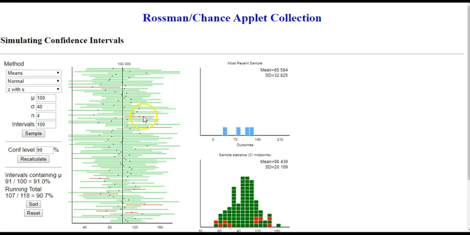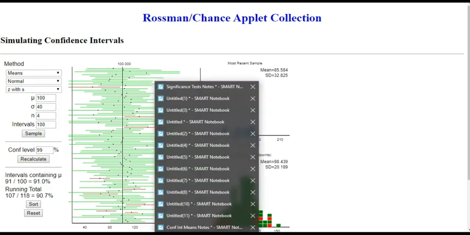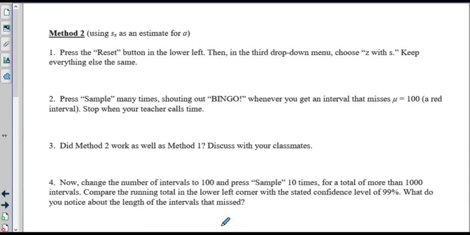Okay. So look how many more we have that missed: 1, 2, 3, 4, 5, 6, 7, 8, 9. So look at our running total there, 90.7. So, was method 2 as good as method 1? No. Not as accurate.